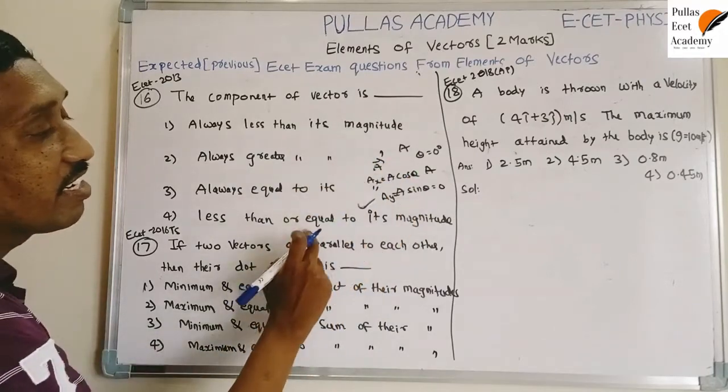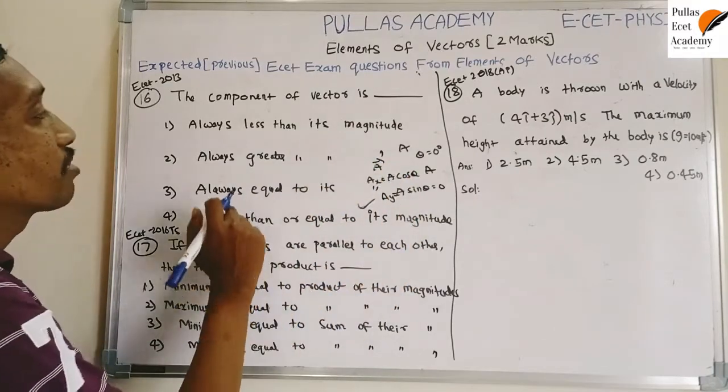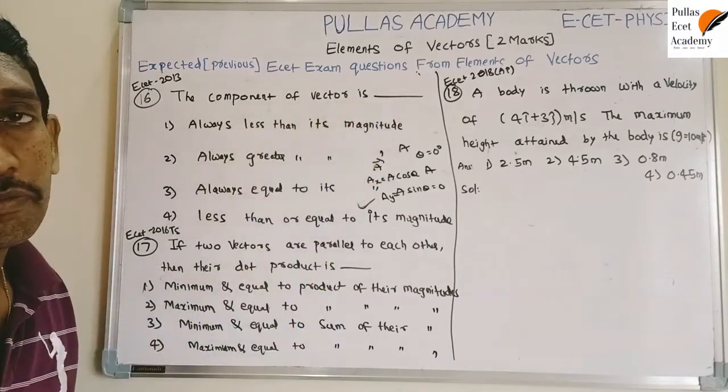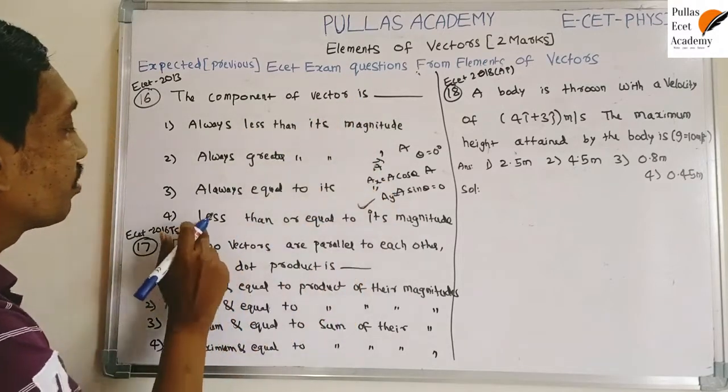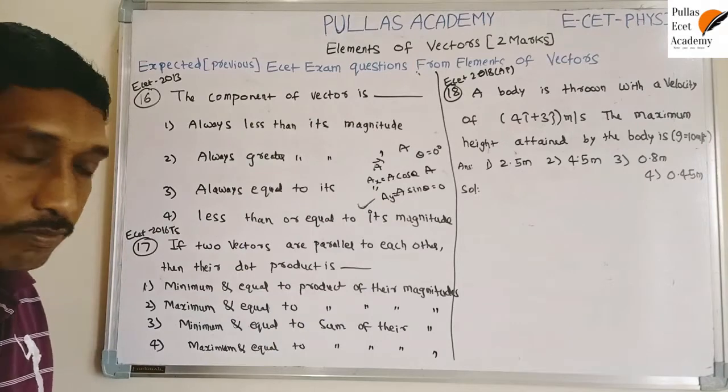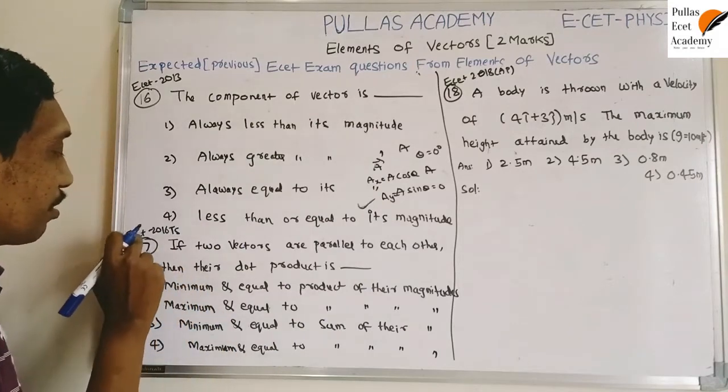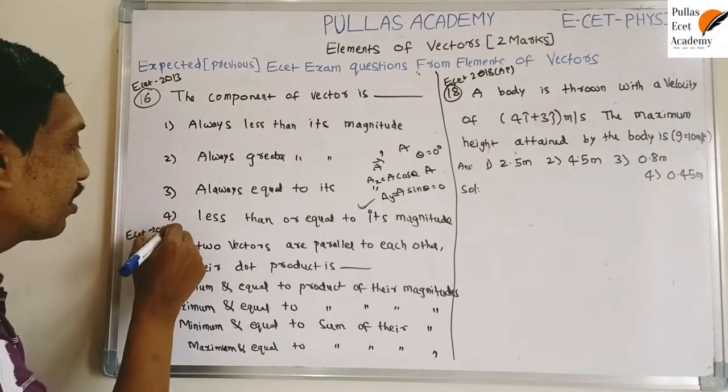In this case, it is equal to its magnitude, otherwise maximum times it is less than its magnitude. Okay, in this way you have to understand that. So which is correct? Fourth option is correct. Next question. This is repeated in ESET 2016 TS paper.